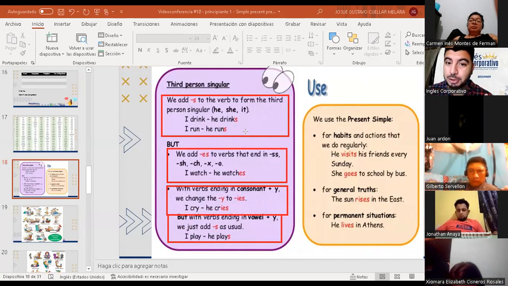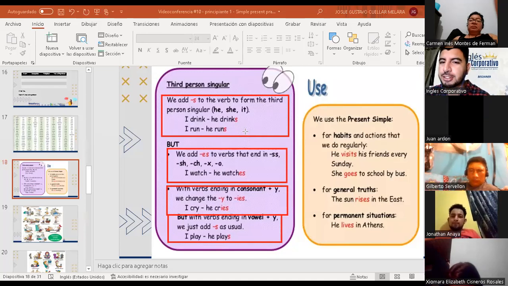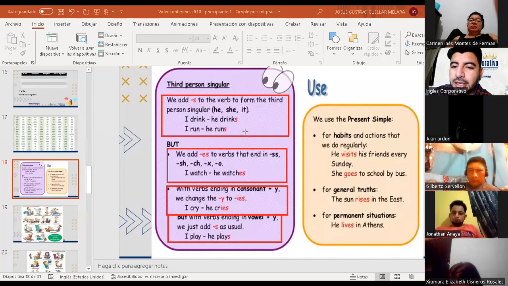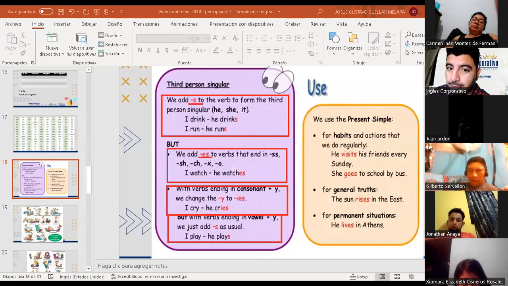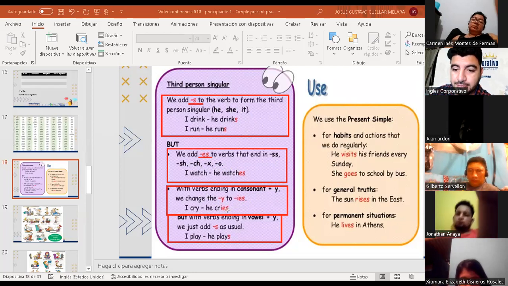Cuando utilizamos verbos con tercera persona, por ejemplo, he, she, it, decimos, él cocina, he cooks. Fácil. Normalmente le agregamos S, ¿verdad? Pero también está la posibilidad de agregarle ES. ¿Y cuándo le vamos a agregar ES? Cuando el verbo termina en H, en X o en O. Por ejemplo, watches. Tercer caso, si termina en Y, le vamos a agregar IES. Por ejemplo, he cries, he flies, ¿verdad? Pero si lleva una Y y anteriormente lleva una vocal, solo se le agrega S. Por ejemplo, he plays, he says, ¿verdad?